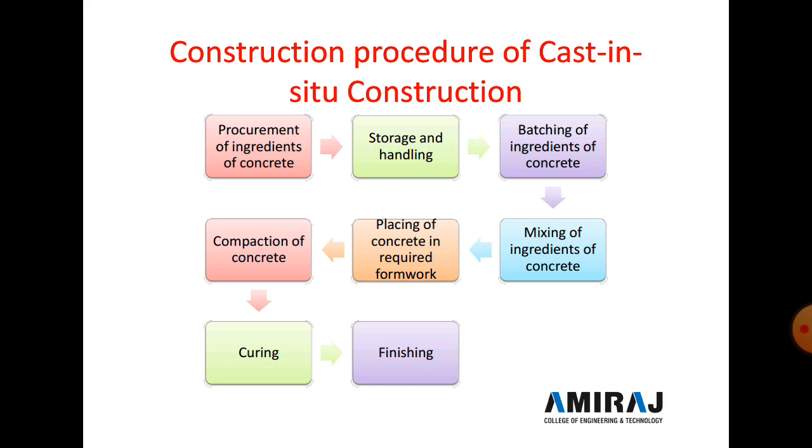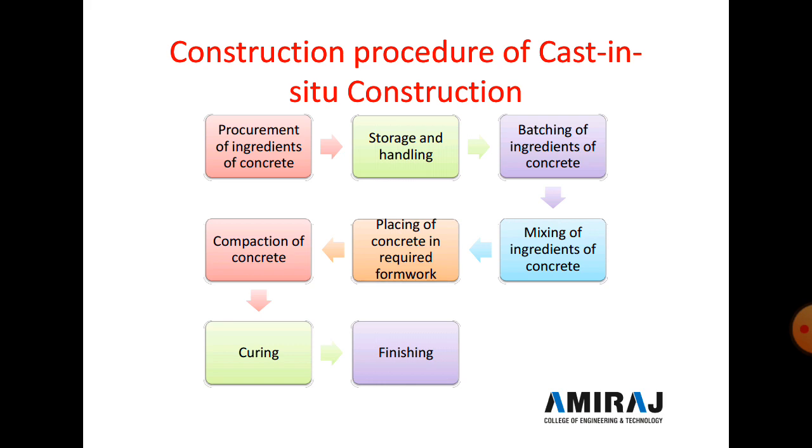Now next is batching of the ingredients of concrete. There are two types of batching, weight batching and volume batching. If we take a proportion like 1:2:4, here 1 means one part of the cement. In volume batching, it is one volume of cement, two volumes of sand and four volumes of aggregate. In weight batching, it is 1 kg of cement, 2 kg of sand and 4 kg of aggregate.